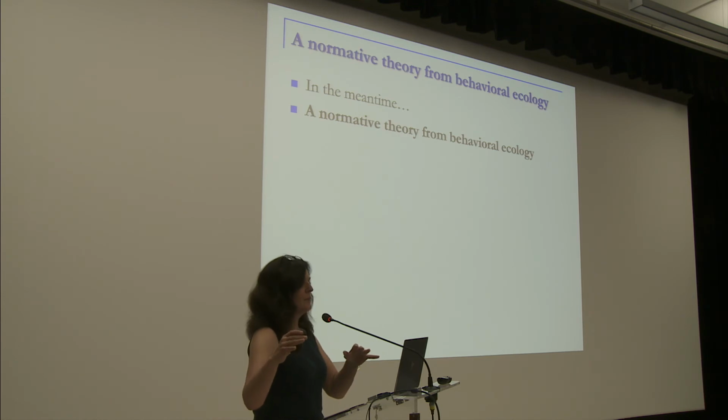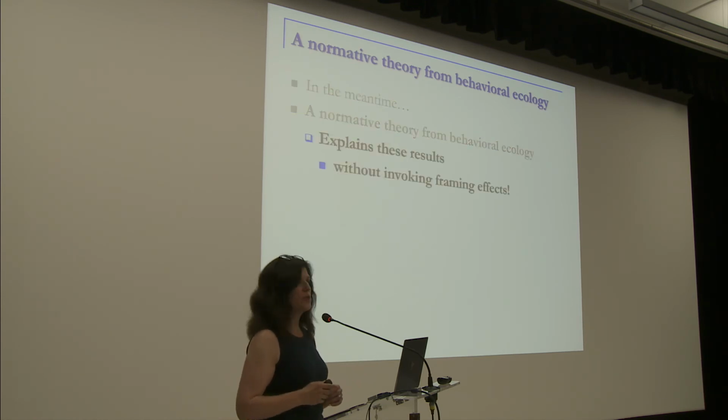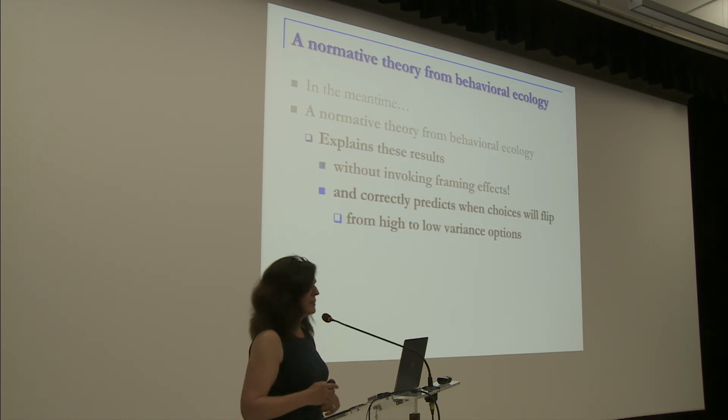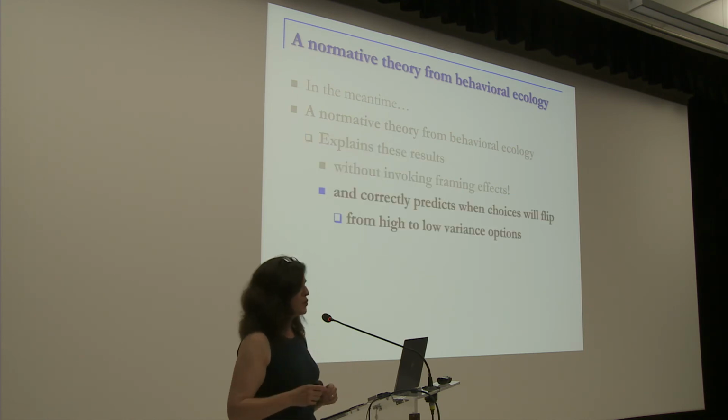In the meantime, there was a normative theory from behavioral ecology that explains these results without invoking framing effects and correctly predicts when choices will flip from high to low variance options, from risky to sure options, or even low variance ones. It's a branch of optimal foraging theory called risk sensitivity theory. And a key concept is, what is your need level?